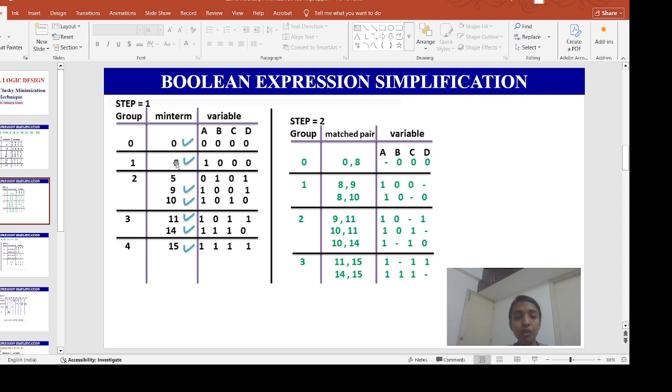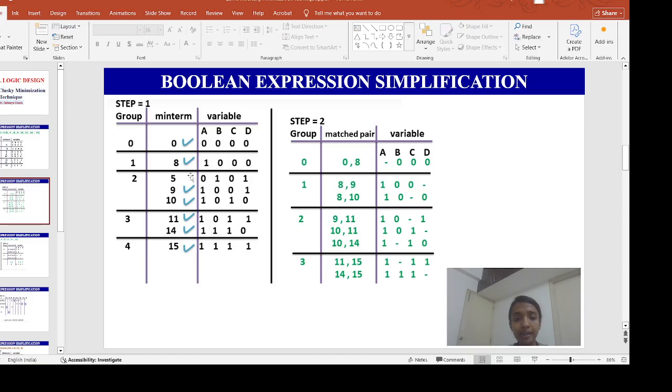Okay, so if we compare 8 and 5, you can see this is 1 0 not matching, this is 0 1 not matching, this is 0 1 not matching. What I told, only one mismatch is allowed, then only we can call it a matched pair. But since there are so many mismatches here, we can't call it a matched pair. Okay, so we can't group 8 and 5 under this matched pair.